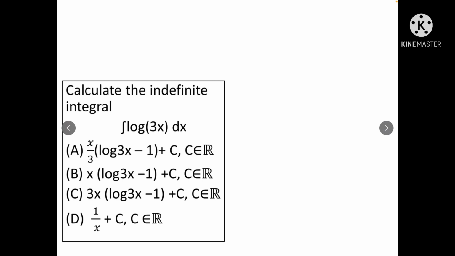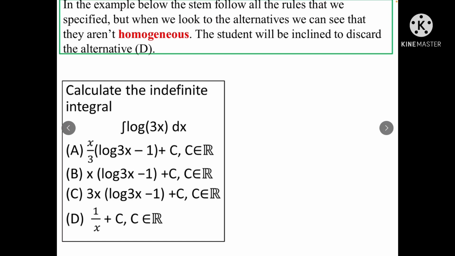Here, the STEM follows all the rules that we specified, but when you look at the alternatives, we can see that they are not homogeneous. The student will be inclined to discard the alternative D. This is not similar to A, B, C. That's why directly a student may discard the alternative D. So this is a weak MCQ type question.